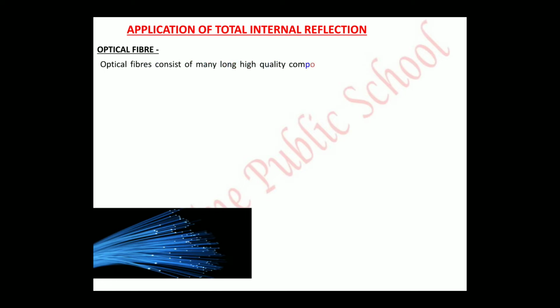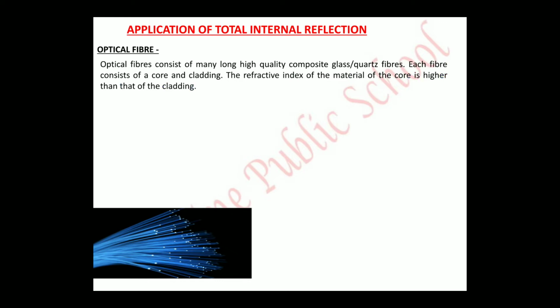The optical fiber consists of many long quality composite glass or quartz fibers, and each fiber consists of core and cladding. Now the important thing is the refractive index of the material of the core is higher than that of the cladding. Means the core has higher refractive index than that of the cladding. Why is it so? Let us understand. This is your optical fiber.